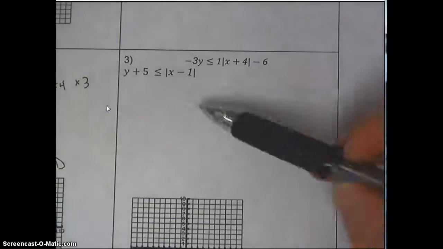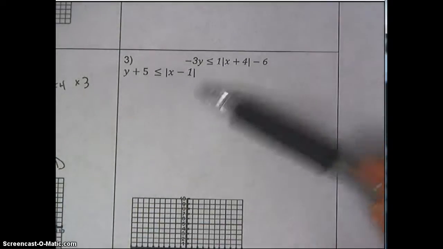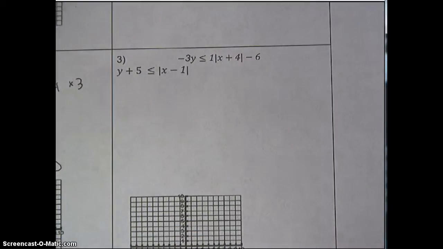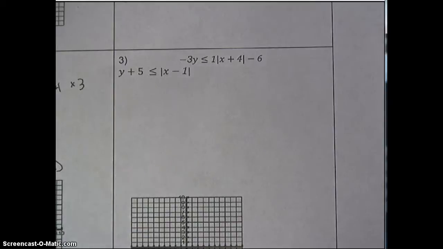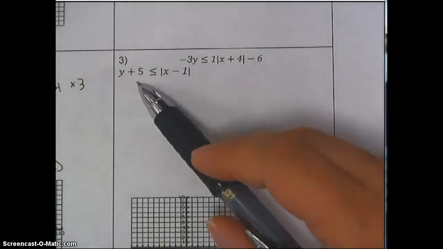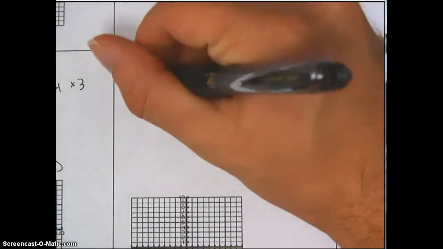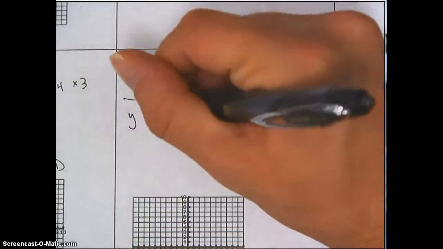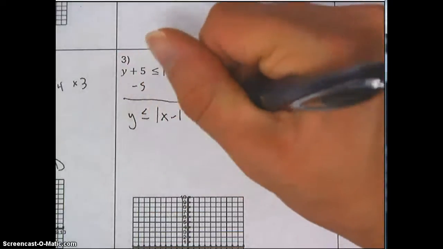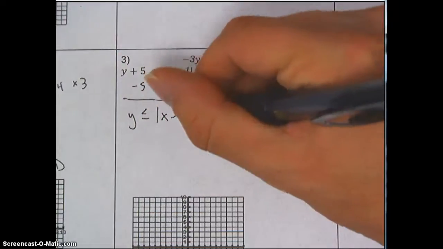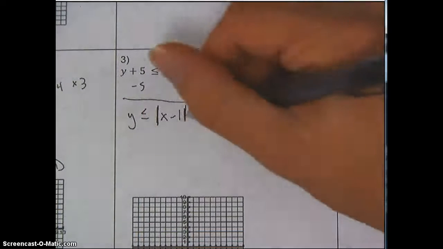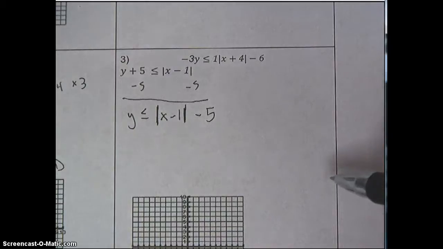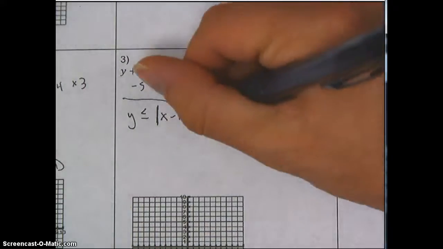Before we get started, I need to make sure that the y is by itself in both these equations. It's not in either of them. So what I'm going to do is subtract 5 in this first equation, so minus 5, minus 5. So that first equation is y is less than or equal to absolute value of x minus 1 minus 5. Make sure you put that on the outside of the absolute value. Just because we're subtracting it doesn't mean you can subtract it to the inside of the absolute value. That's not okay. You can't do that. Put it on the outside.